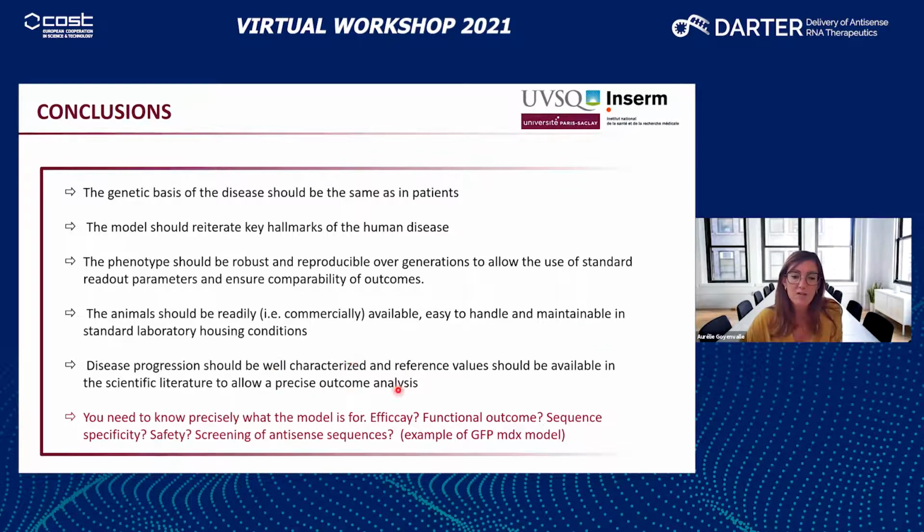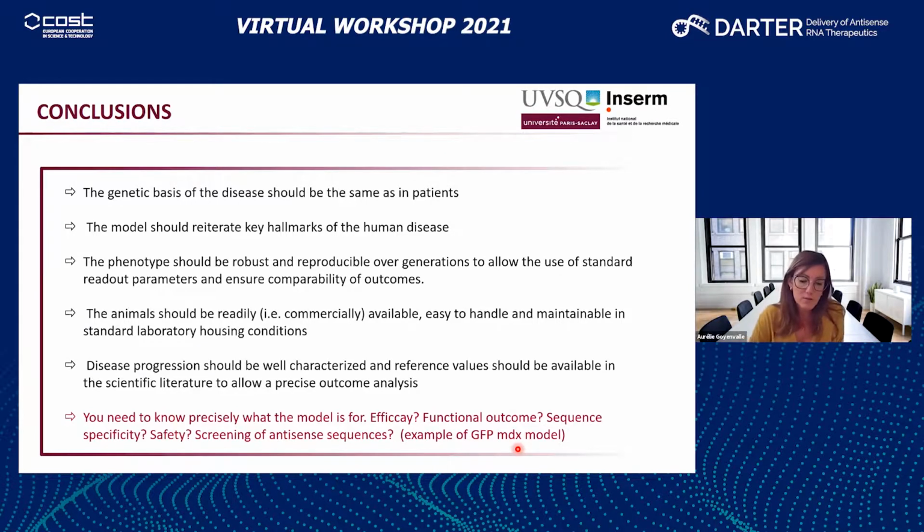And as I mentioned at the beginning, the disease progression should be very well characterized so you can have reference values available. One final point is that you really need to know what you want to use the model for. Is it to show the efficacy of your compound? Is it to assess functional outcome? Is it to assess the sequence specificity, in which case the humanized models are useful? Is it a preliminary stage where you want to screen antisense sequences? In that case, you might be interested in a reporter mouse model.